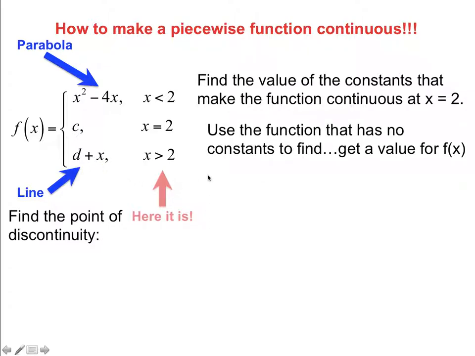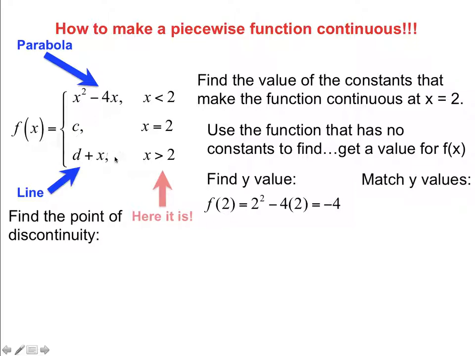So we're going to start with the function that has no constants to find a value for f of x. So that means we're going to start up here. We're going to use that parabola, x squared minus 4x. We're going to plug in 2. So we have 2 squared minus 4 times 2, and that equals -4. So we know we want all of these y values to be -4.